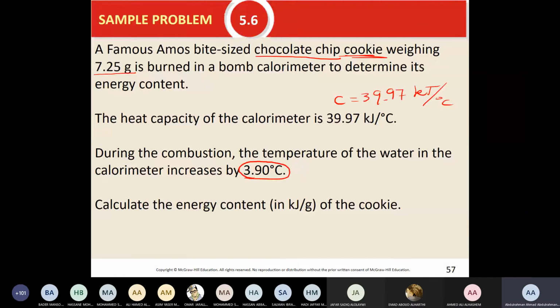So what's Q of reaction? Well, Q of calorimeter is C delta T. Yes, we usually write it Q cal. So when you see Q cal, what should you say? It is C delta T. Simple. Okay, give me an answer.